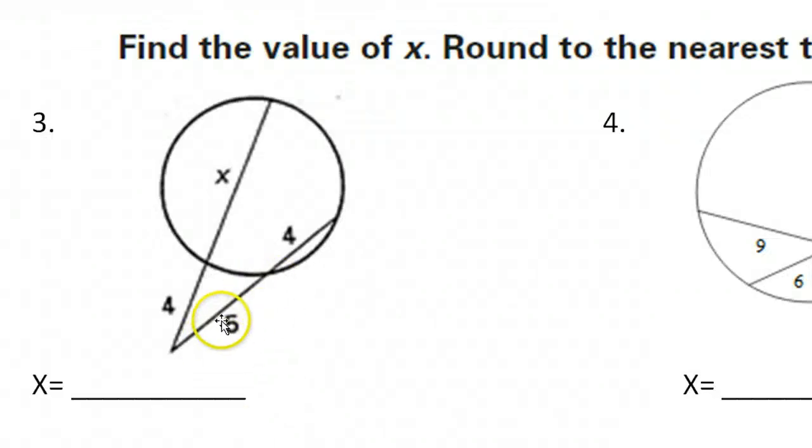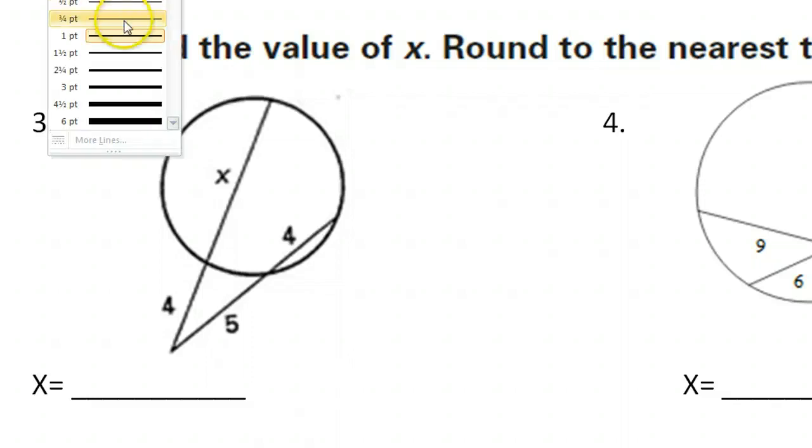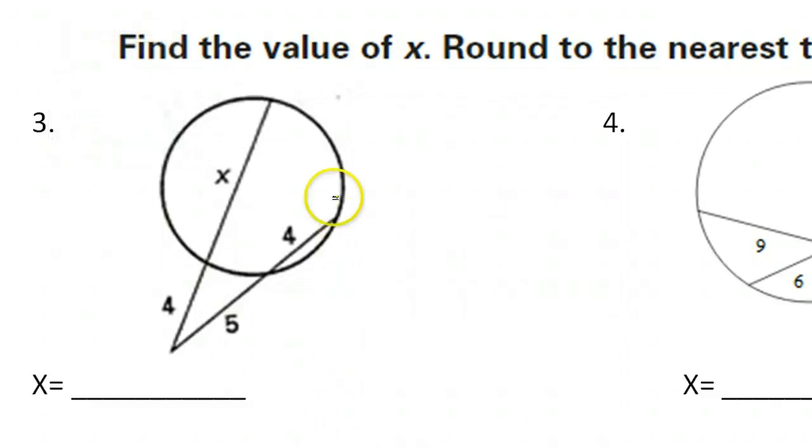So of course that's the situation we're in here, where we have to set up the equation that part times whole is going to equal part times whole. So for this upper secant, part times whole is 4 times x plus 4. Okay, 4 is the outer part, x plus 4 is the whole. And that's going to equal part times whole, where the outer part is 5, and the whole is 5 plus 4, which is 9.